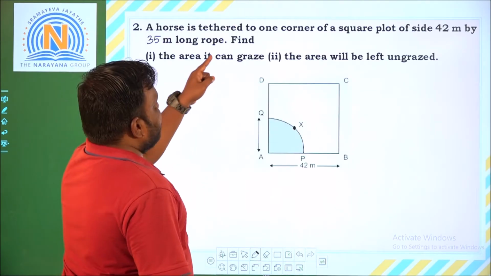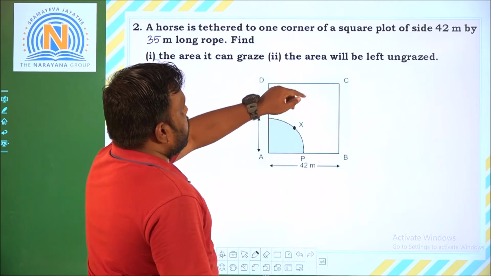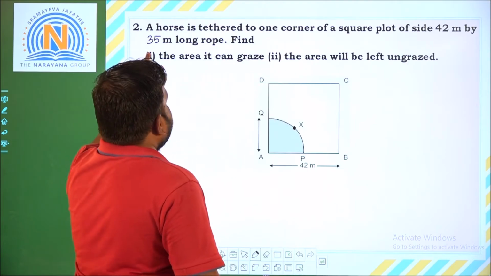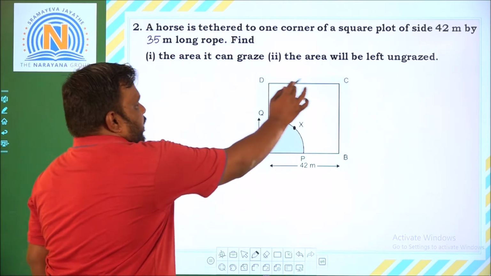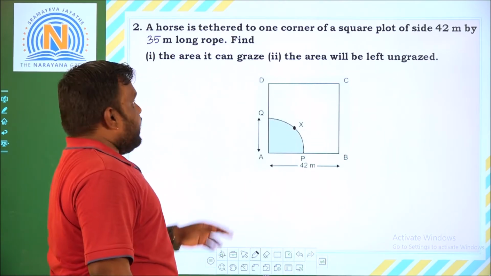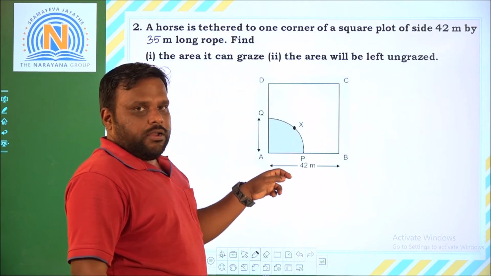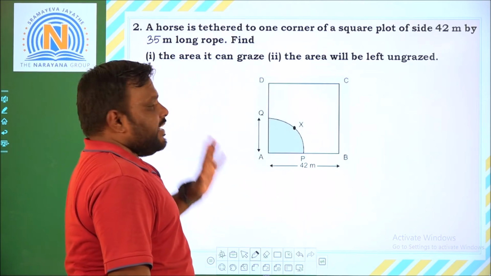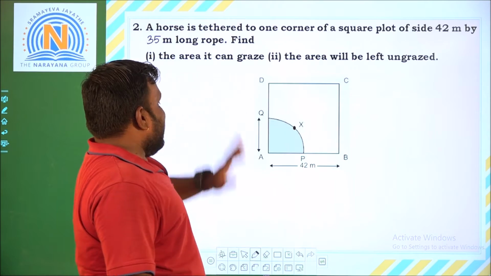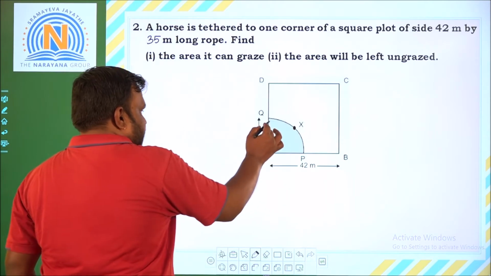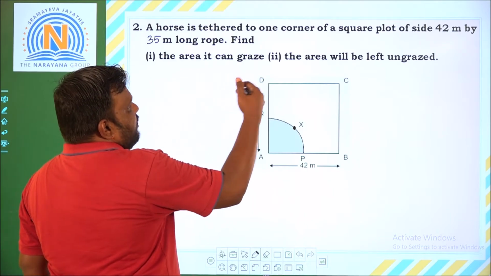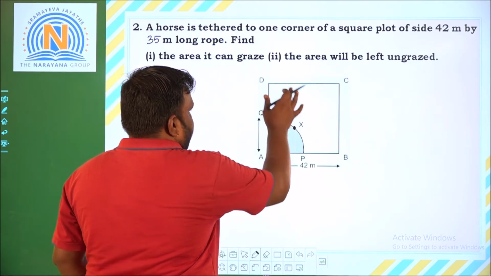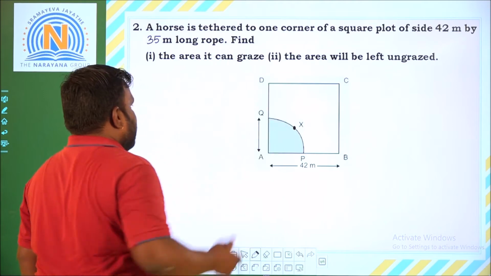A horse is tethered to one corner of a square plot of side 42 meters by a 35 meters long rope. That means the side of the square plot is given as 42 meters. In this, a horse is tied to one corner with the length of the rope as 35 meters. So find the area it can graze. That means this is the shaded region that I have to find out. This is the area it can graze, and the area that will be left ungrazed. So I have to find out this area which is not grazed by the horse.